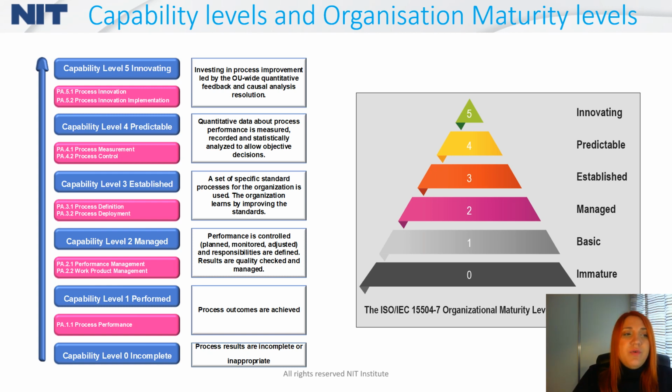Because for the project capability levels, you need to check constantly on each of the projects. But if we put it on the organizational maturity level, we will then have fewer assessments, and most of the companies and most of the OEMs are interested in this topic.